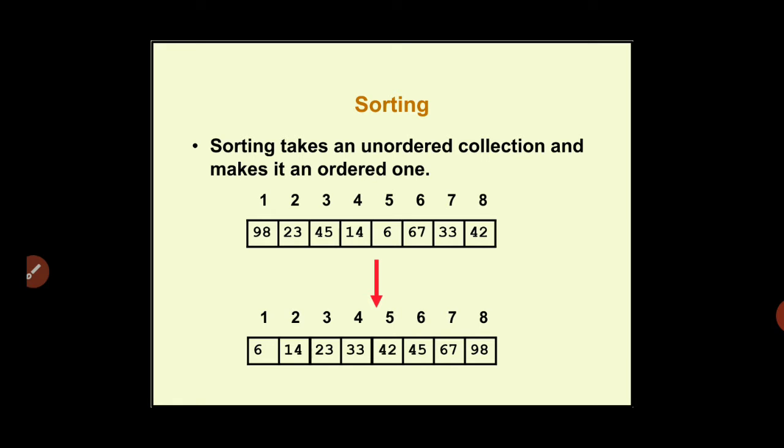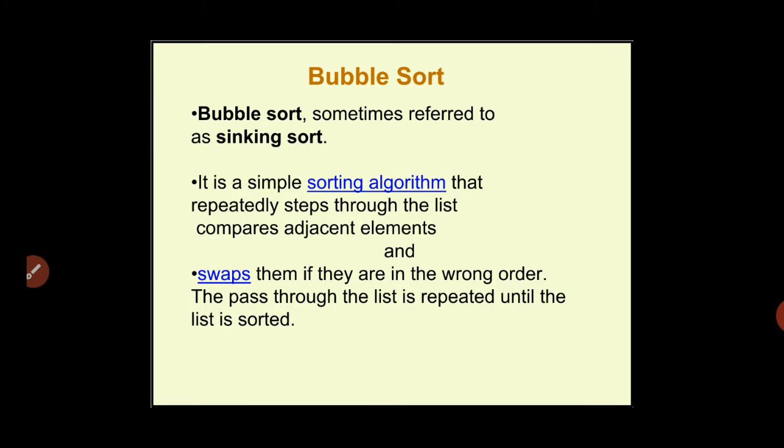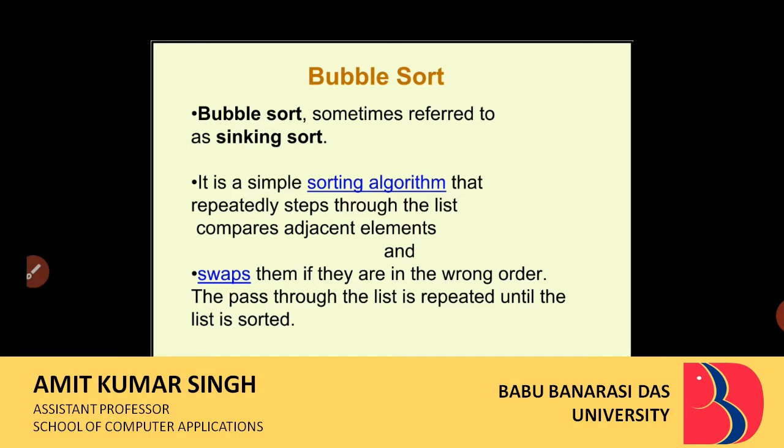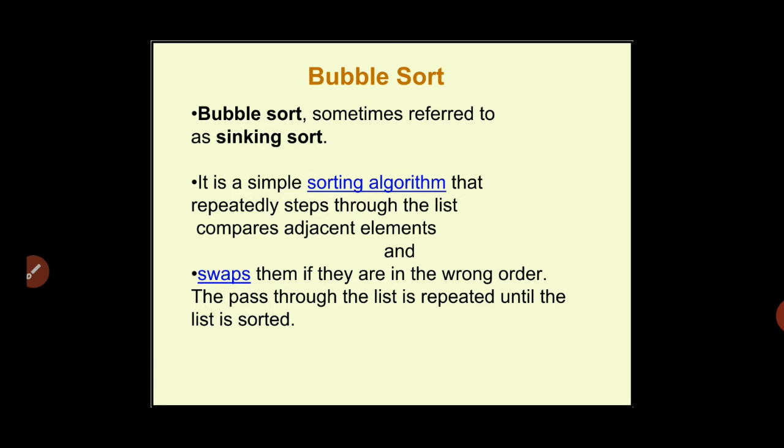For this we have discussed many simple algorithm techniques: bubble sort, selection sort, insertion sort, and so on. First of all, bubble sort, the simplest sorting technique. Bubble sort is sometimes referred to as sinking sort. It is also known as exchange sort. It is one of the simplest sorting algorithms. It works by repeatedly stepping through the list to be sorted.